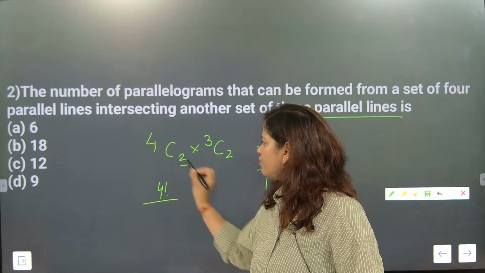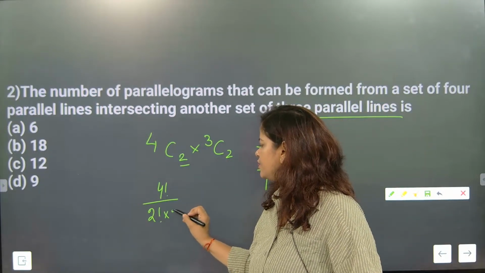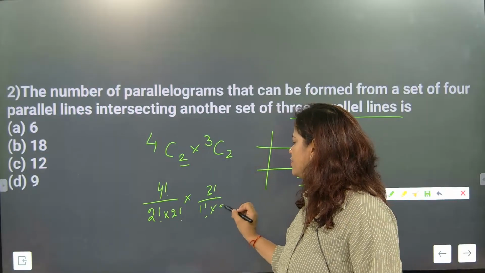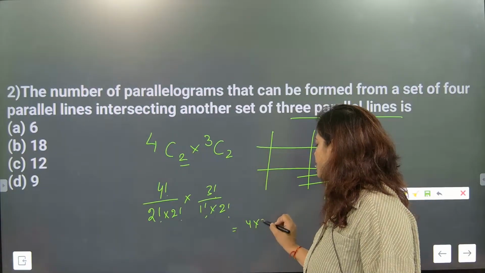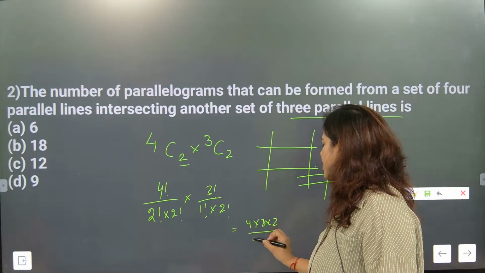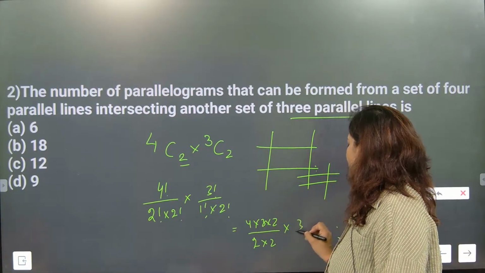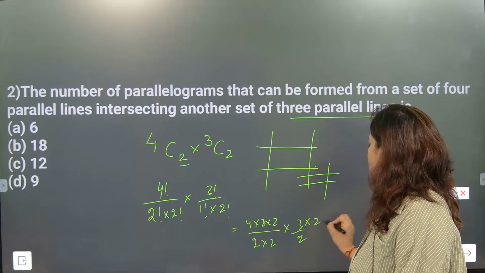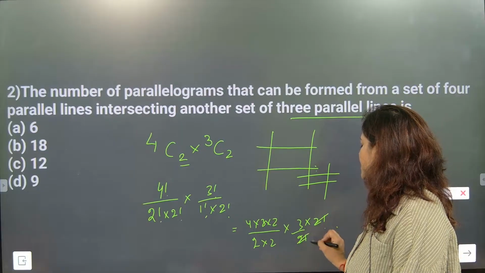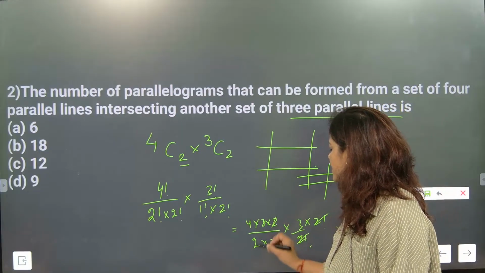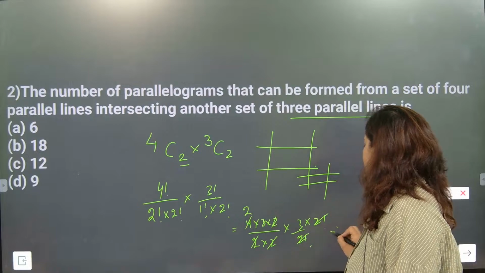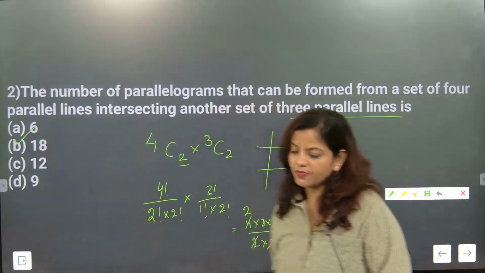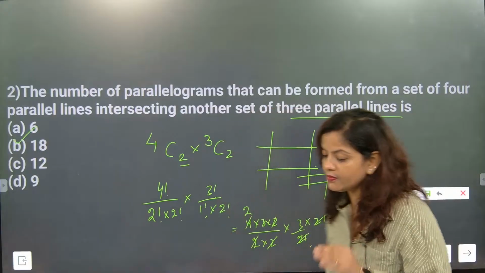4 factorial by (4 minus 2) factorial into 2 factorial. Here 3 factorial by (3 minus 2) factorial, that is 1 factorial, into 2 factorial. So definitely 4 into 3 into 2 factorial by 2 into 2, into 3 factorial by 2. So 3 factorial is 3 into 2 factorial. So this 2 and this 2 will get cancelled. This 2 and this 2 will get cancelled. This will be exactly getting cancelled. So 3 3s are 9, 9 2s are 18. So definitely total 18 parallelograms are possible. Total 18 parallelograms are possible, children.